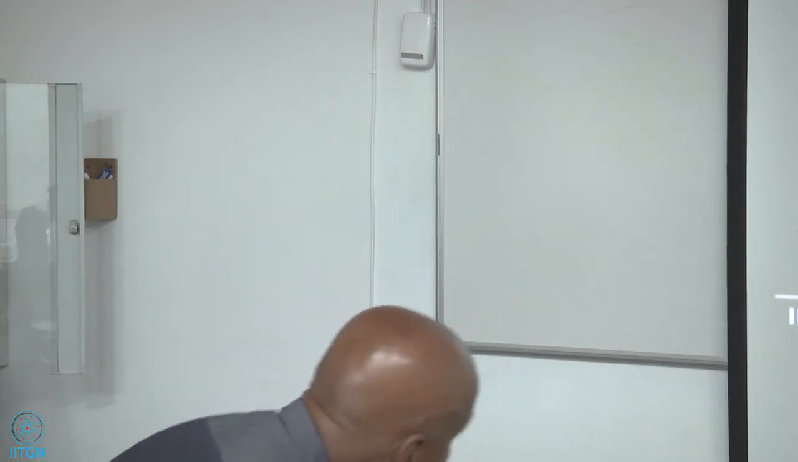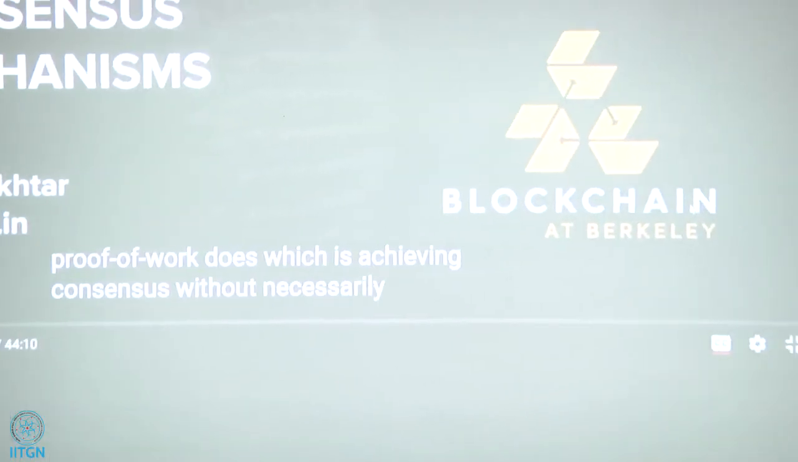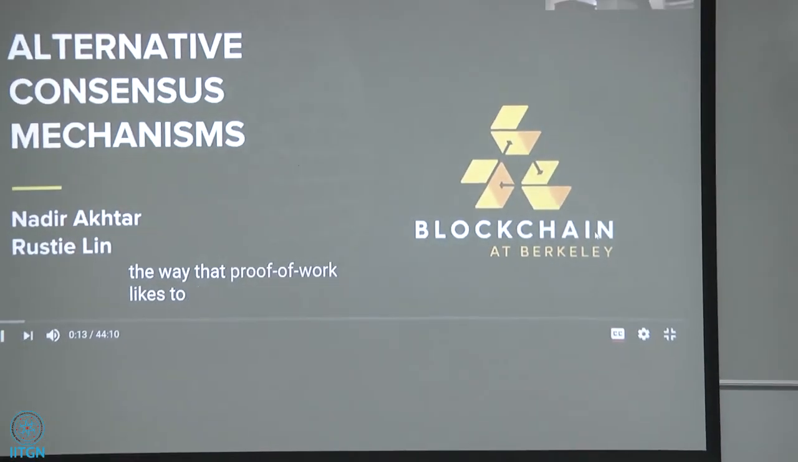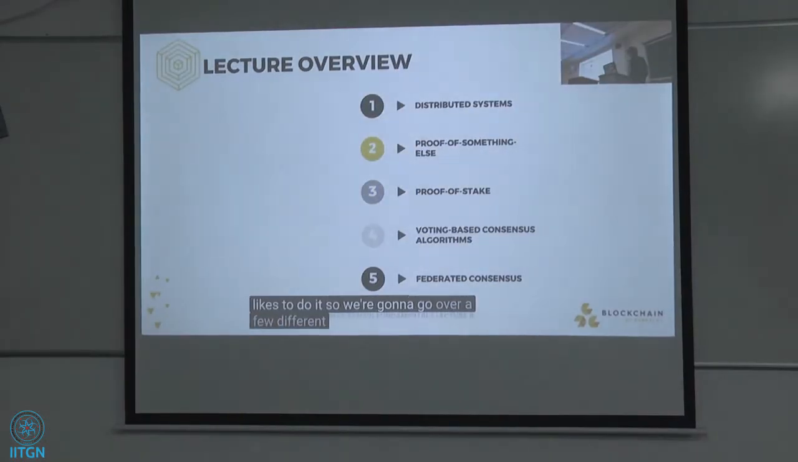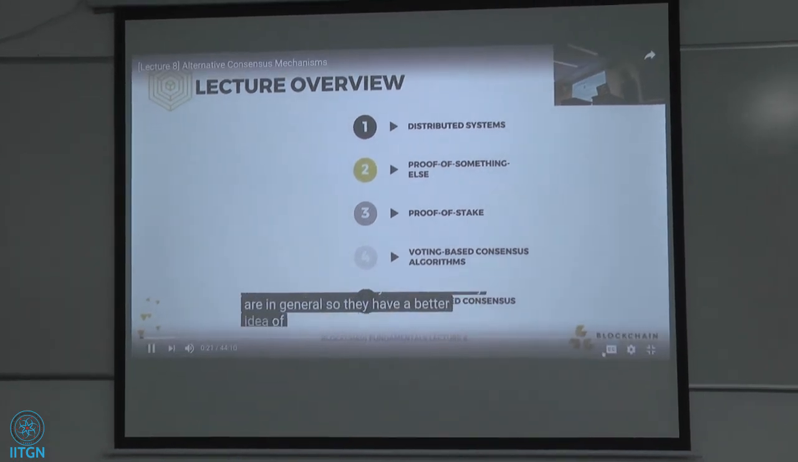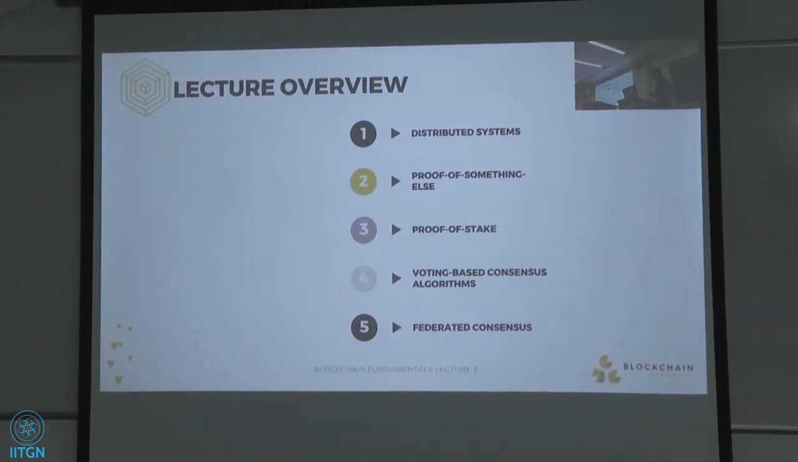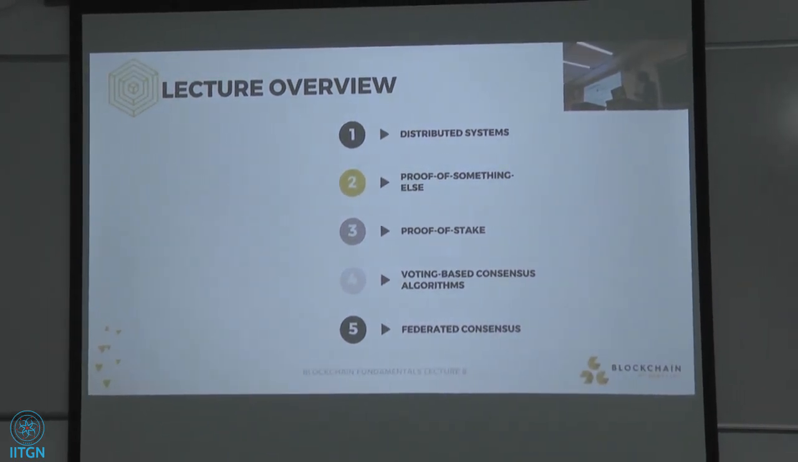Consensus mechanisms. So these are ways to achieve what proof of work does, which is achieving consensus without necessarily doing it the way that proof of work likes to do it. So we're going to go over a few different topics. First, we'll introduce distributed systems, what they are in general, so that you have a better idea of what needs to happen in a distributed system. We'll then go over proofs of something else, which are proof of work like algorithms, that expend some resource to cast votes. We'll go over proof of stake a little more, talking about the particular implementations that are popular. Then Rusty will continue with voting-based consensus algorithms and federated consensus.